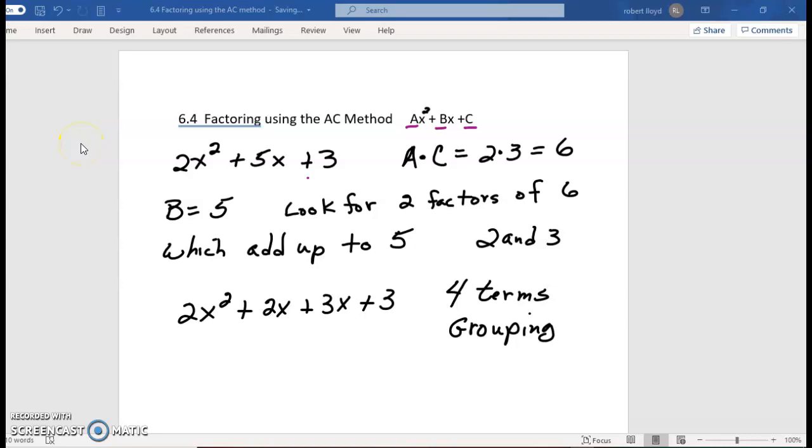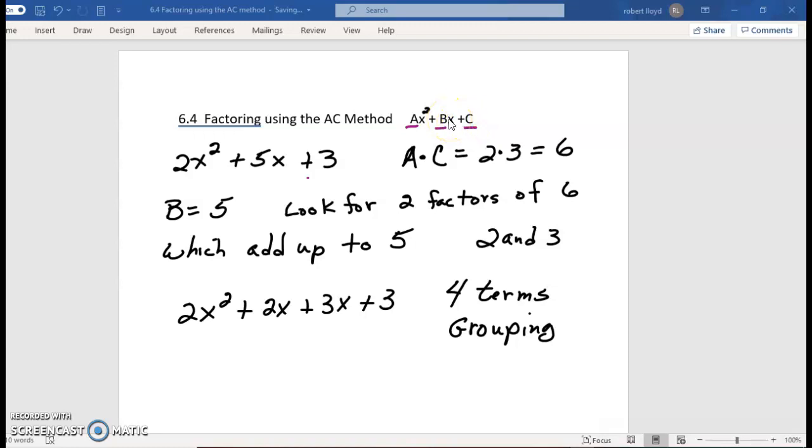6.4, factoring by using the AC method. So in our general equation, ax squared plus bx plus c, the coefficient of the x squared term is our a, the coefficient of the x term is our b, and the constant is our c.